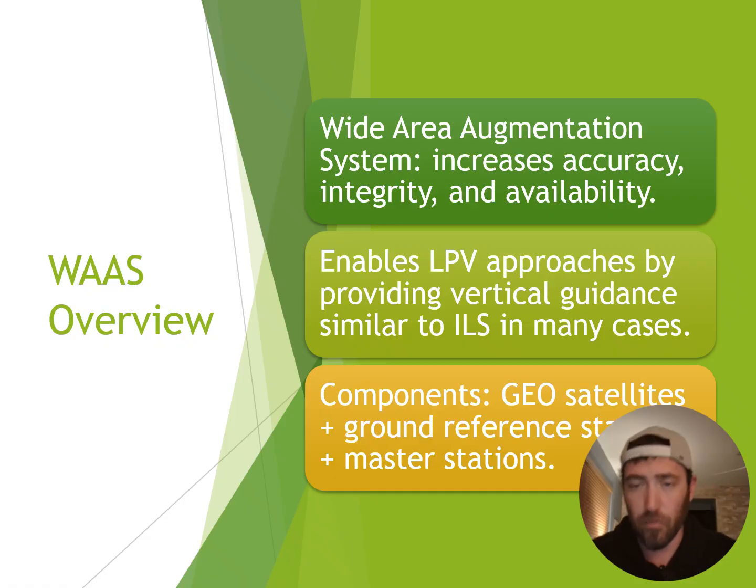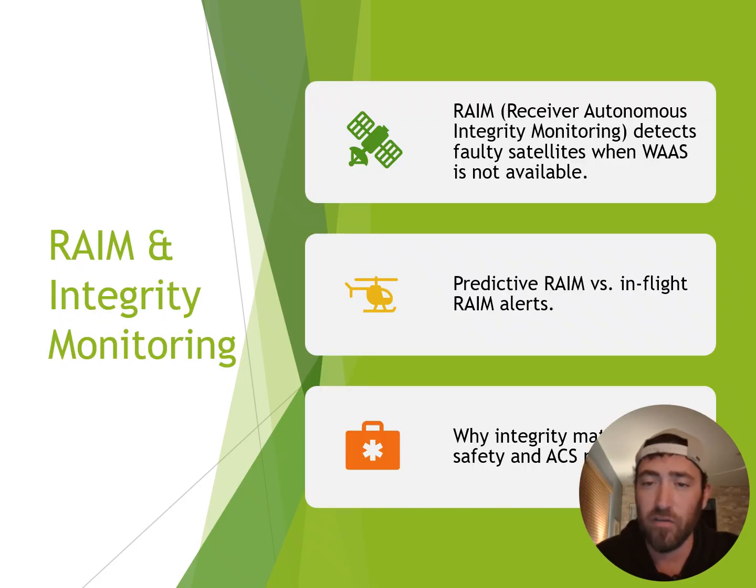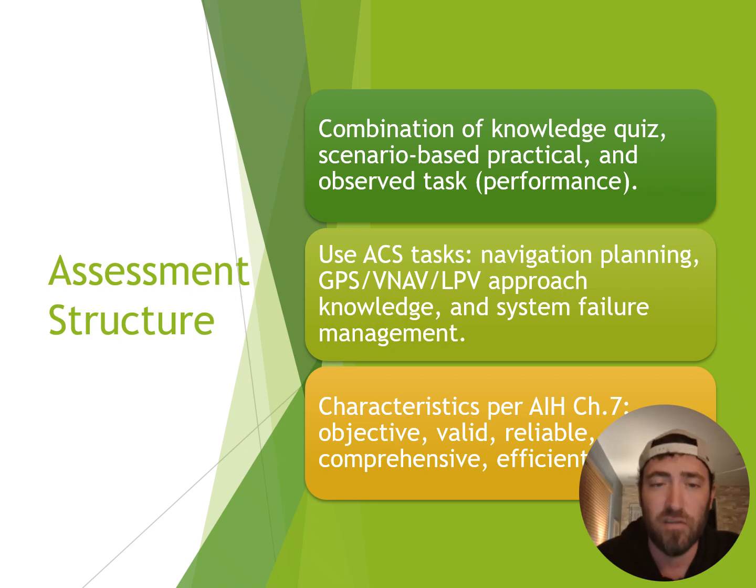And that is where the component aspect of it comes in: the geostationary satellites, the ground reference stations, master stations, what they are, and how they all work together to provide us with an accurate location. Along with the topic of WAAS is the topic of RAIM. So I'll dive into definitions, understand what integrity monitoring is, how it works, and what predictive RAIM is versus in-flight RAIM alerts and what they mean to us as pilots.